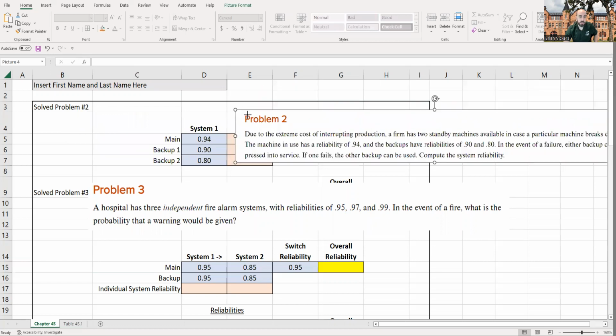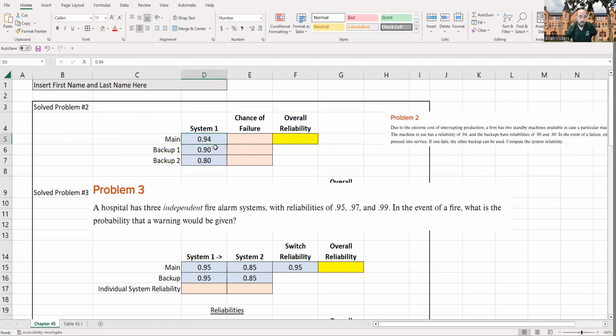So in this problem, we've got a main system with 94%, 90% chance the backup one works, 80% chance the other backup works. What's the overall reliability of the system? I have this broken down a little bit differently than on your problem set because I'm going to do the chance of failure off to the side here, whereas on the problem set, I think you can do these calculations within one cell. I'll show you both ways of doing that.